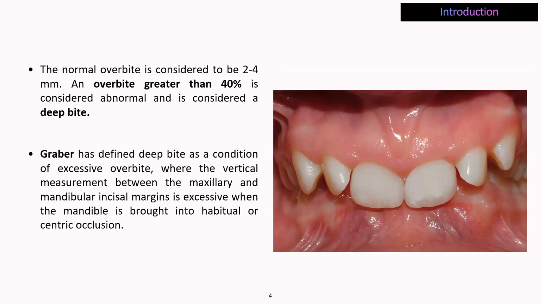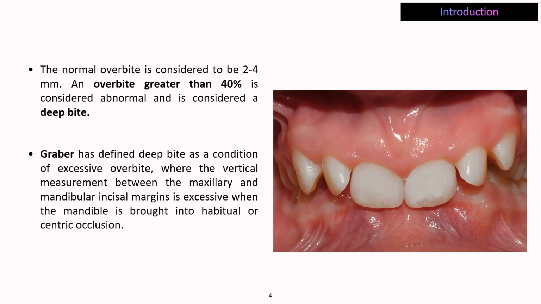2 to 4 millimeters. Graber has defined deep bite as a condition of excessive overbite where the vertical measurement between the maxillary and mandibular incisal margins is excessive when the mandible is brought into habitual or centric occlusion. This is the same as I told earlier, the vertical overlap. In case there is a normal overbite, which is 2 to 4 millimeters, and your upper incisor covers more than that of the lower incisor, that is called deep bite.